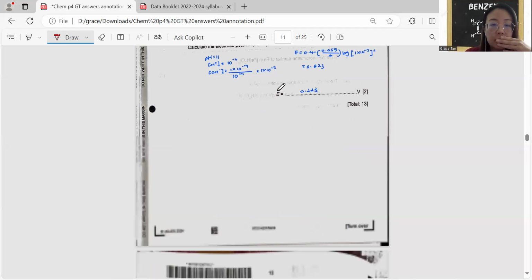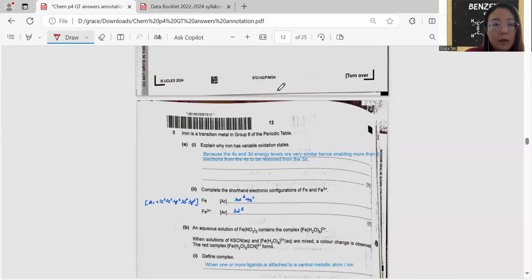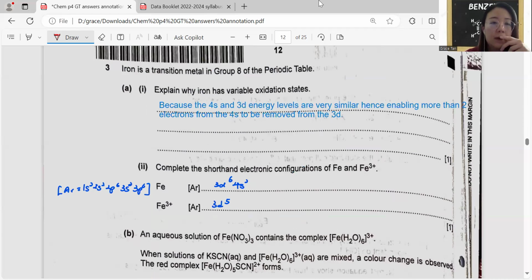Okay, let's continue. Question 3. Iron is a transition metal in group 8 of the periodic table. Explain why iron has variable oxidation state.